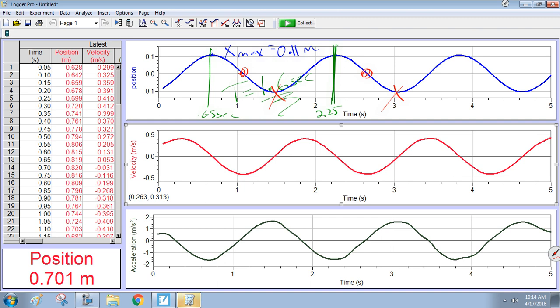Okay, so before we go on and start analyzing this, I should point out a couple other things, and this will be more relevant later on. If you look at the graphs, at my maximum positions, both at the top and at the bottom, what's the velocity? 0, right? So let's take a look at our graph and see if that actually works. Maximum position, velocity 0. Minimum position, velocity 0. Good?